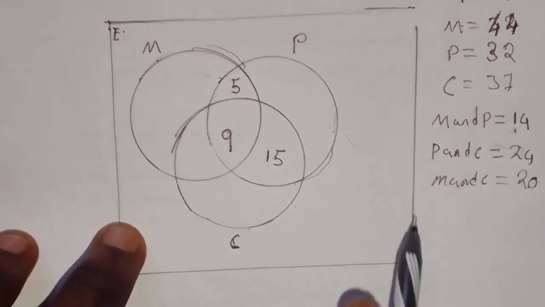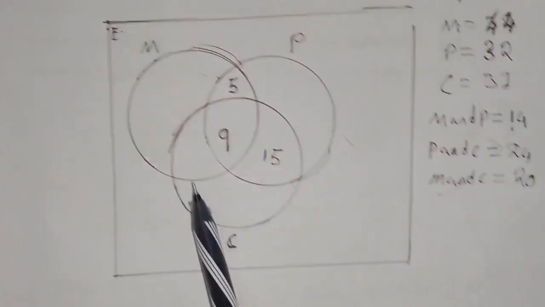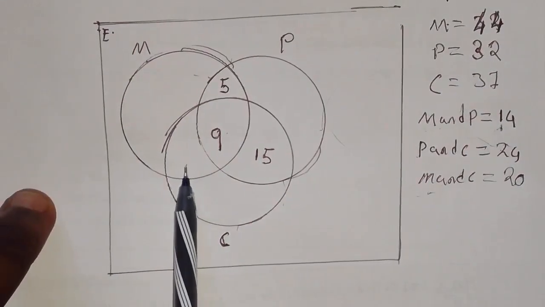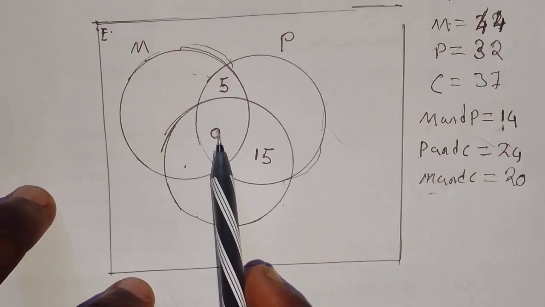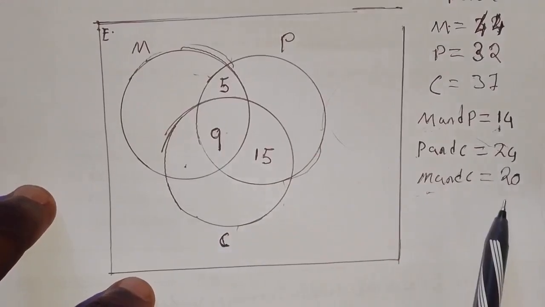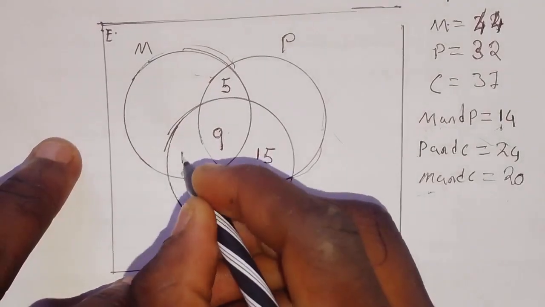Okay, the last one is maize and cassava. So maize and cassava, it's here. Remember, you subtract from this, so we're going to do 20 minus 9, hence you're going to remain with the 11 here.